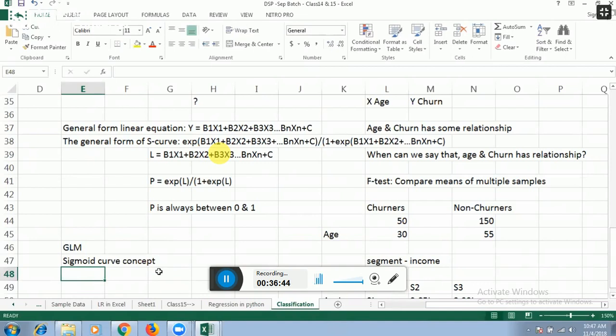So now, should the value of P be between 0 and 1, or either 0 or 1? No, between 0 and 1, because that is the value you will get. You take any values of x1, x2, x3, x4, xn, and L is some value you will get. The exponential of L is always a positive value. A positive value by 1 plus a positive value always gives a value between 0 and 1.